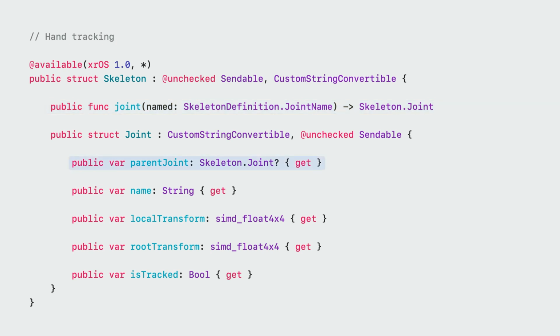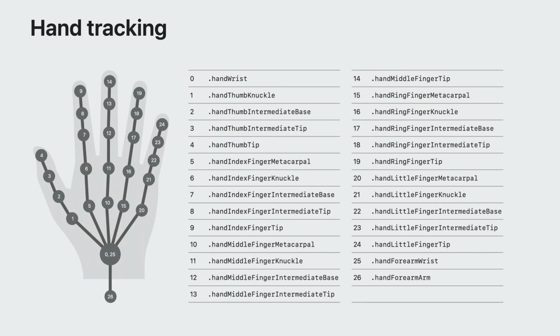A joint contains its parent joint, its name, a local transform which is relative to its parent joint, a root transform which is relative to the root joint, and finally, each joint contains a bool which indicates whether or not this joint is tracked. Here, we enumerate all of the available joints in the hand skeleton.